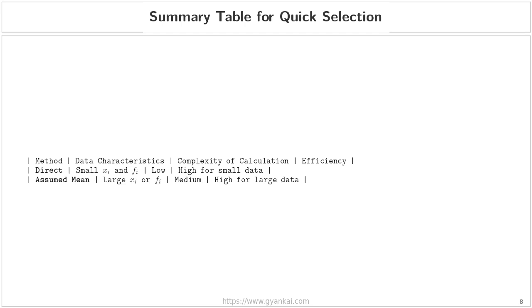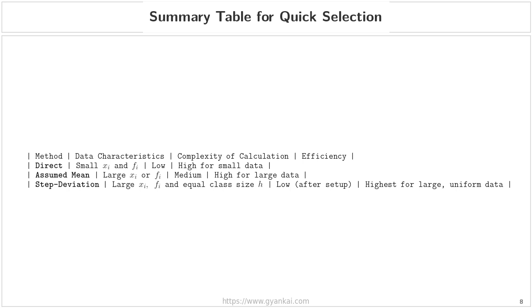Next, we have the assumed mean method. You should switch to this method when you notice the class marks or the frequencies are becoming large, which we saw in our heavy machinery example. The complexity here is medium because you have an extra step of finding the deviation, but it remains highly efficient for large data because it keeps your multiplication manageable.